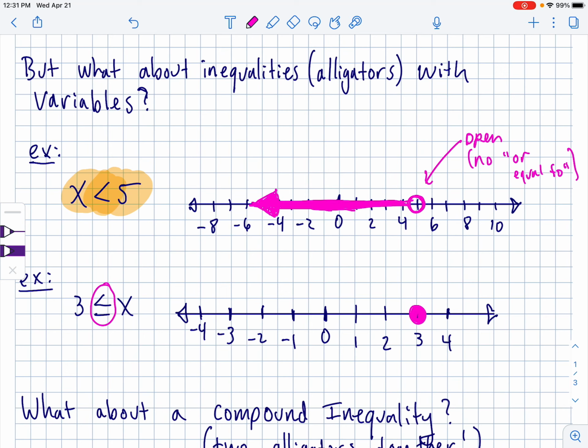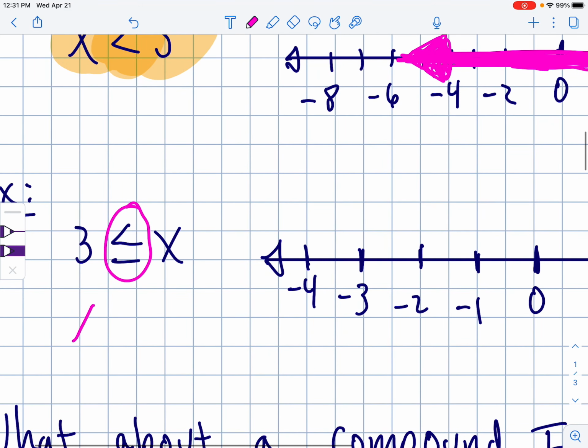Also, with the 3 is less than or equal to x, sometimes it's uncomfortable for people to have the variable on the right. So I want to emphasize that you can totally switch this around as long as the alligator is still eating the x. So this is the same statement. x is greater than or equal to 3.